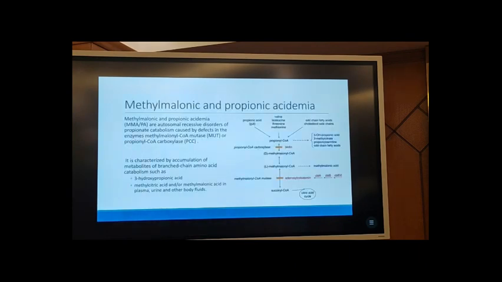So what are methylmalonic acidemia and propionic acidemia? The offending amino acids are valine and isoleucine, as I demonstrated in the first big slide: valine, isoleucine, threonine, and methionine. Also propionic acid coming from the gut, because the bacteria of the gut produce propionic acid, as well as odd-chain fatty acids. These are converted into propionyl-CoA.